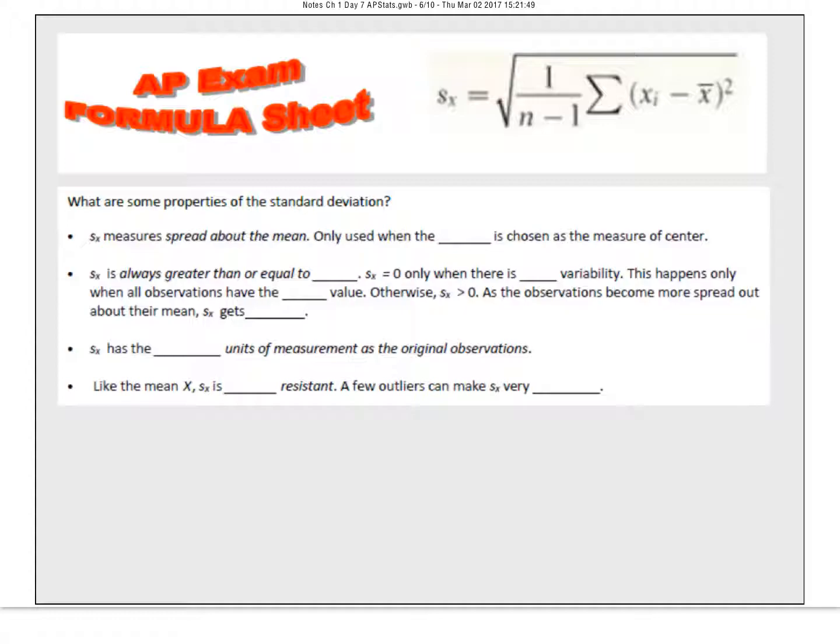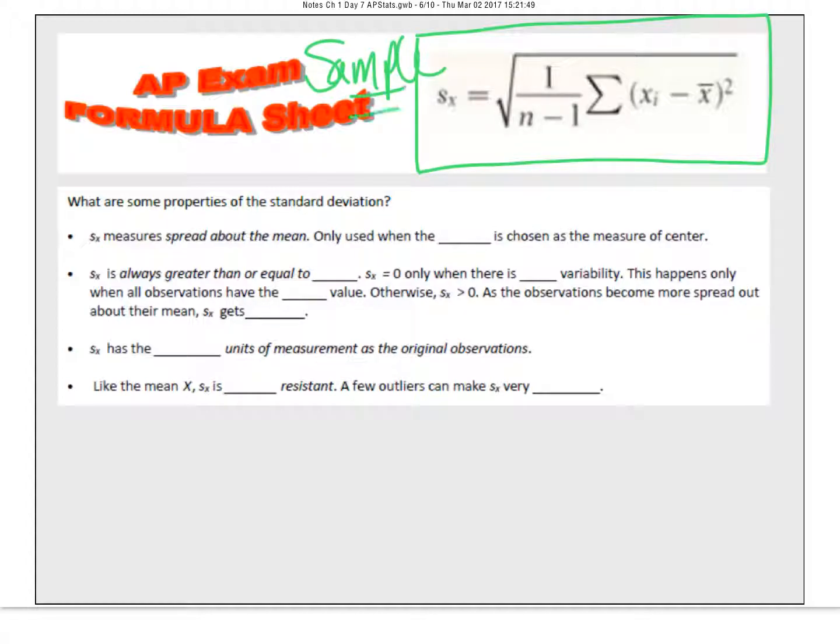Now, the formula sheets that I gave you at the beginning of the year were the laminated ones. I let you use them on the test because they are the formulas supplied on the AP formula sheet. Do know this formula right here is supplied to you. This is the formula for the sample's standard deviation. We will be looking at the population standard deviation later on in the book. Now, what are some of the properties of standard deviation that are important? Well, the first one is this.